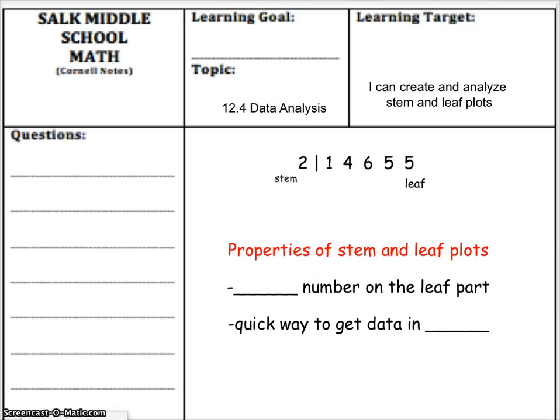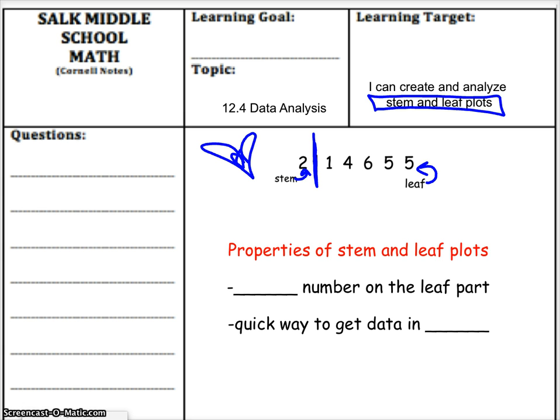Okay, so we did frequency table and line plots. Now we're going to use a stem and leaf plot to analyze data. A stem and leaf plot looks like this. So you have a stem, which is that outside number. And then you have this bar which separates the stem from the leaves. The leaves are the outside numbers.